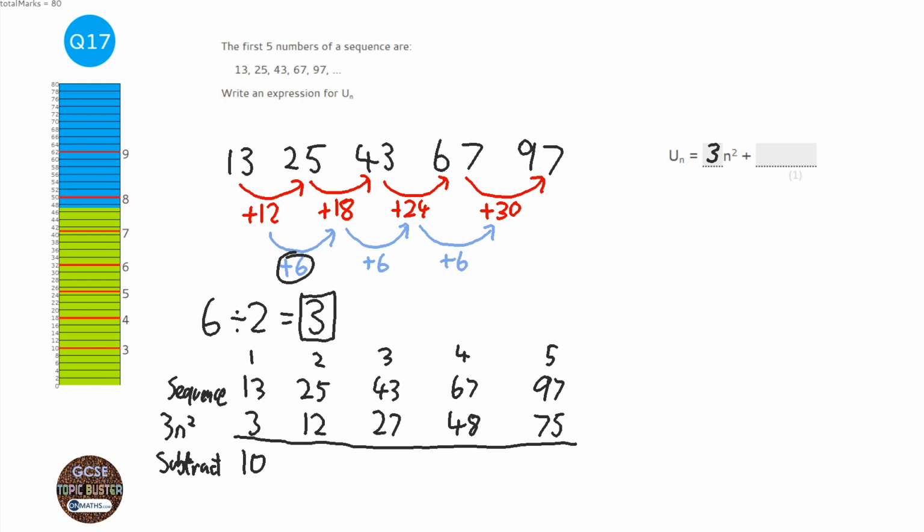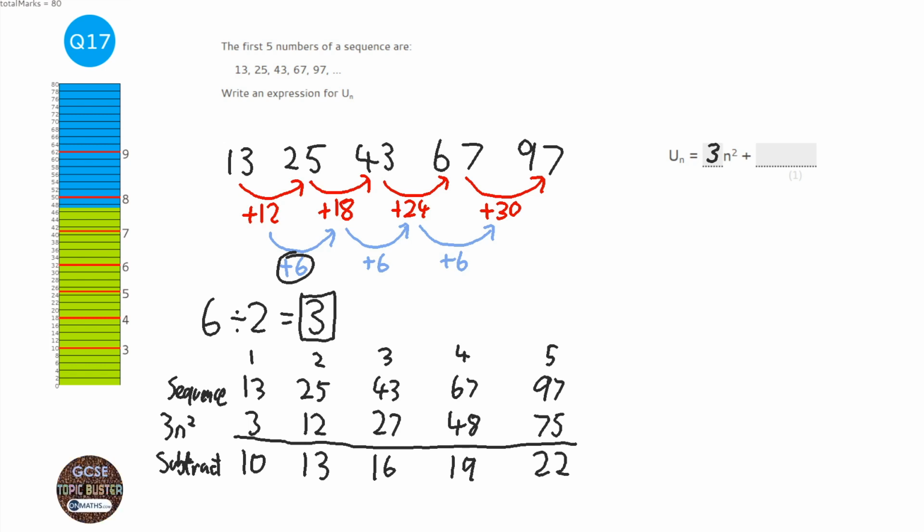25 take away 12 is going to be 13. 43 take away 27 is going to be 16. 67 take away 46 is going to be 19. And 97 take away 75 is going to be 22. Okay, now we end up with a little sequence here.